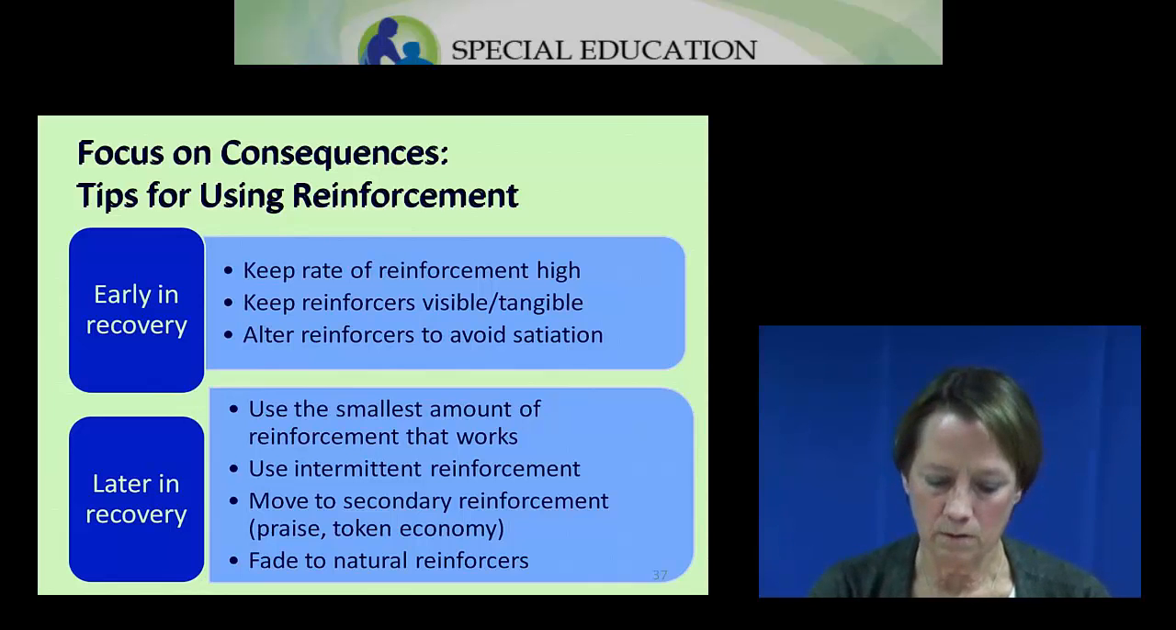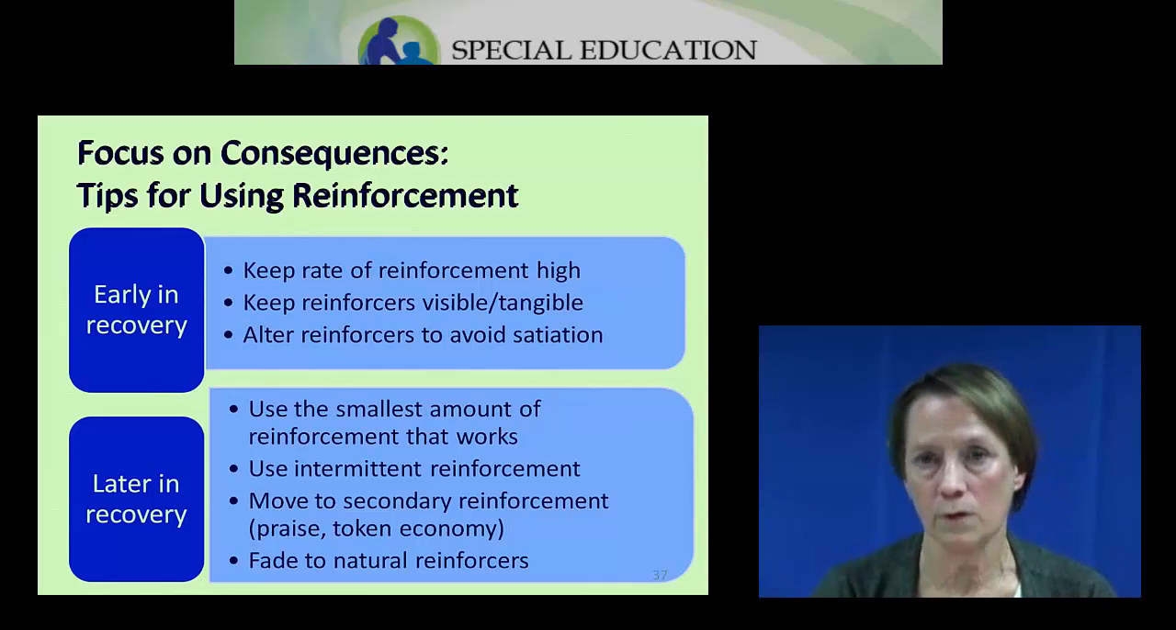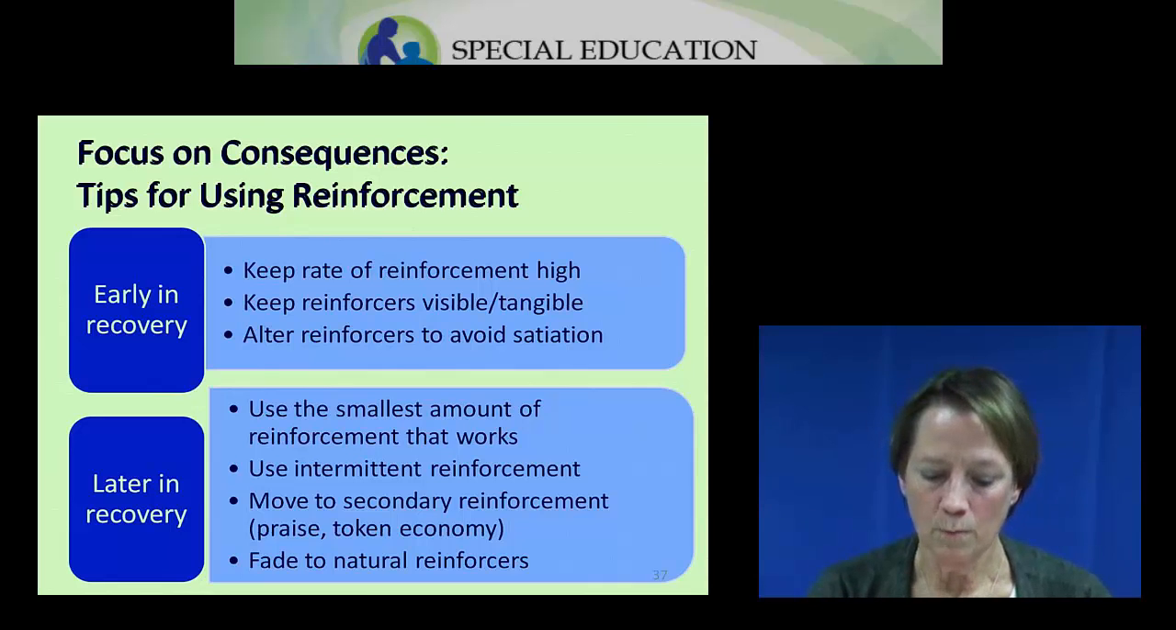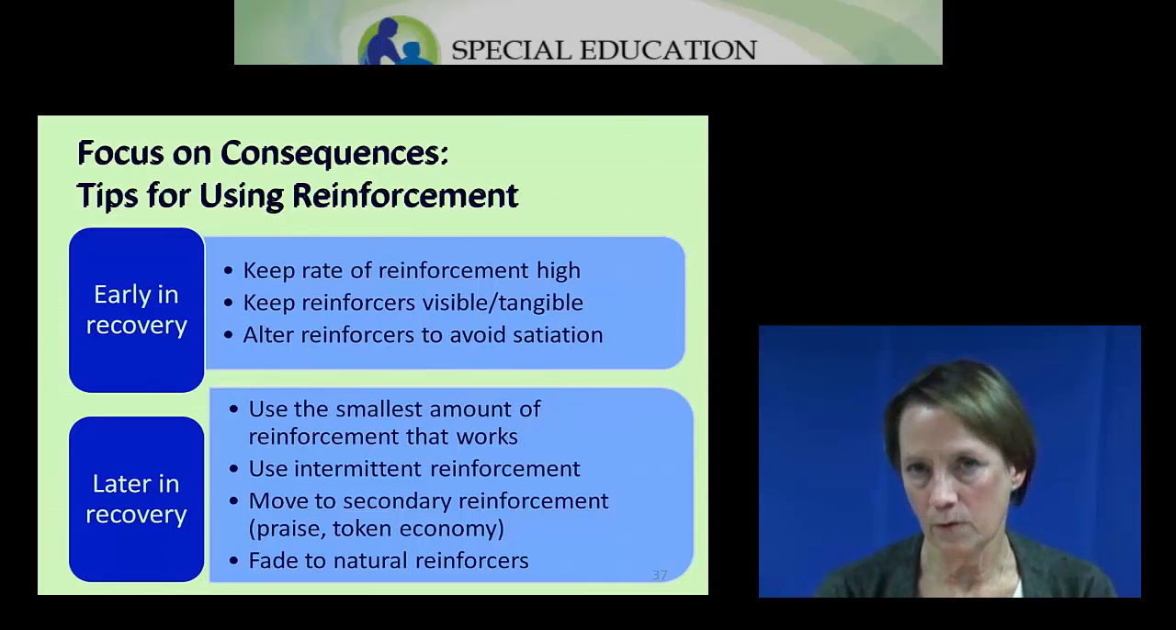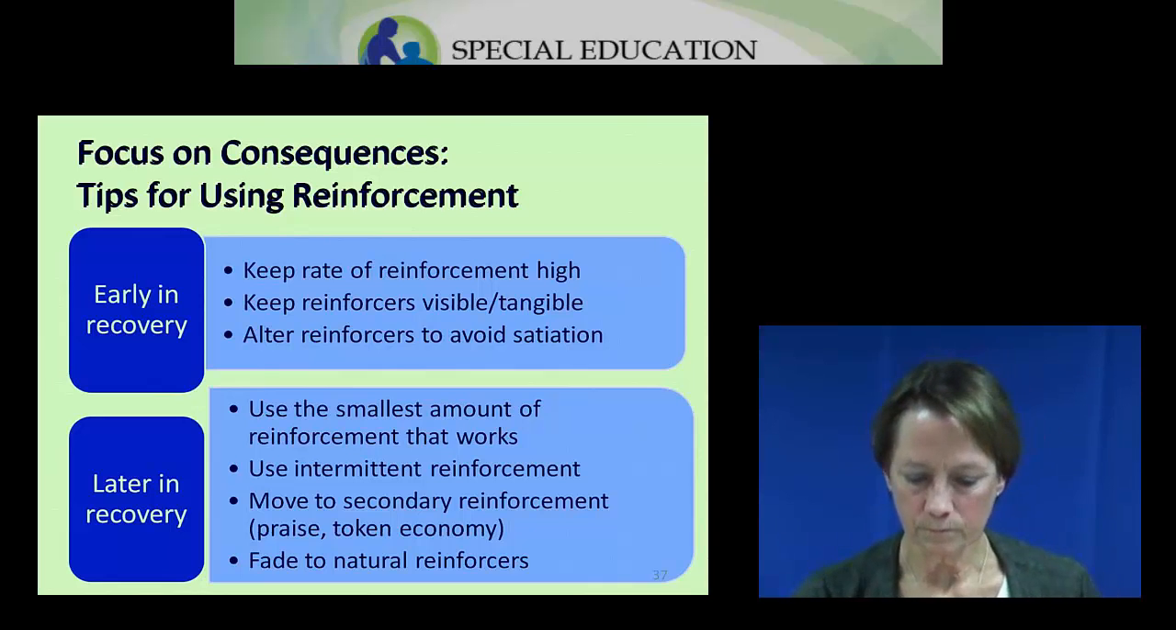Then later in recovery, we're going to try to use the smallest amount of reinforcement that works. We're not going to try and eliminate it, but we're going to use whatever works. We're hoping that we're going to be able to decrease that, though. We're also going to move to that intermittent reinforcement that I mentioned. We'll move also to secondary reinforcement like praise or a token economy, and then finally we'll fade to natural reinforcers that other students in the classroom may be receiving also.